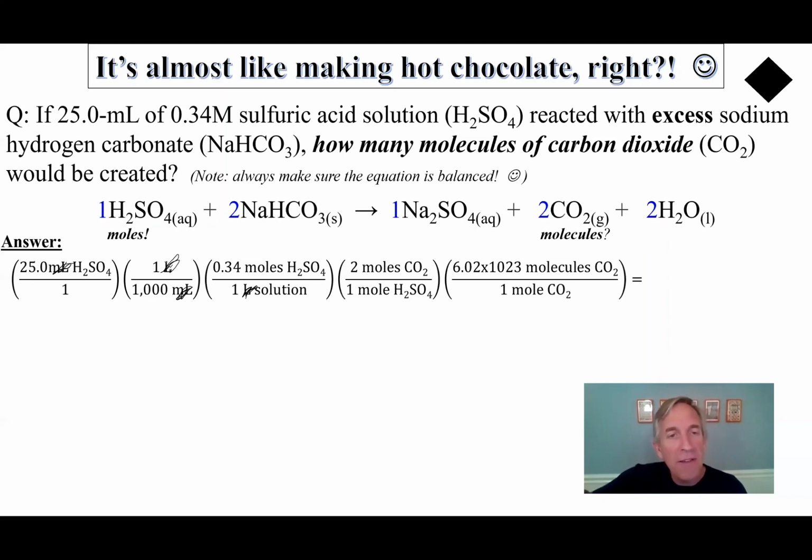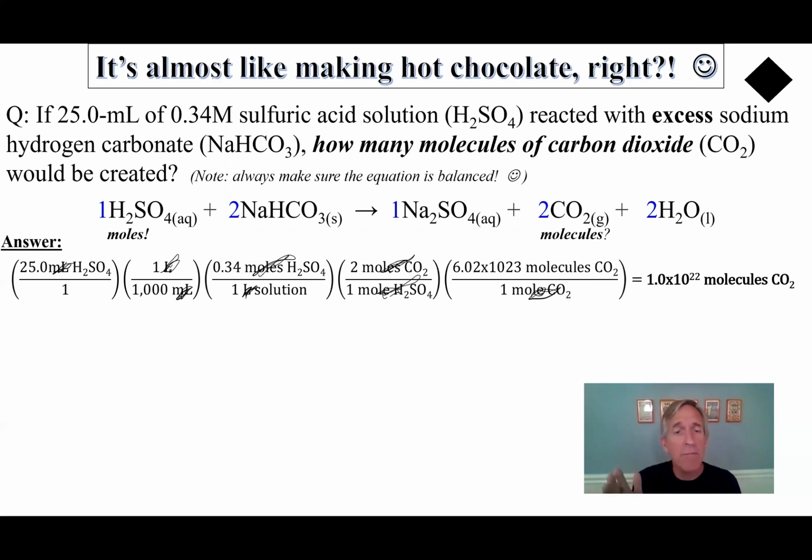So at this point, if I stopped, I would end up with moles of sulfuric acid. So now I want to cancel moles of sulfuric acid, and I use the mole ratio from the equation to get me to moles of carbon dioxide. And then I can change moles of carbon dioxide, using our friend Avogadro's number, to get to molecules of carbon dioxide. So a very long dimensional analysis problem is what makes this a black diamond problem, okay?